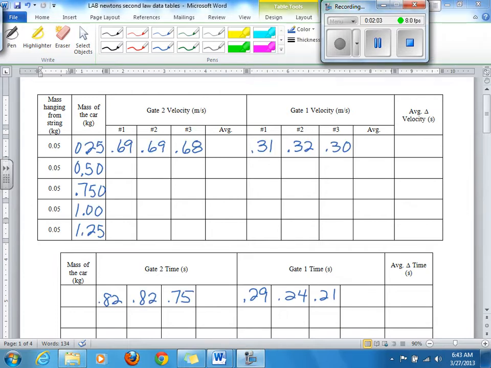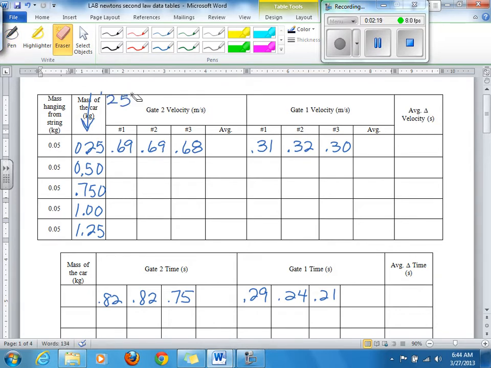So what I've done here is just add some data. First of all, check the mass of your car. Make sure that you got this correctly. The little car itself was 0.25 kilograms. 0.25 kilograms. So you need to make sure that this first one right here was the one without the bar. The second one was with 1 bar, 2 bars, 3 bars, 4 bars. So if you don't have that, you're going to want to do that.